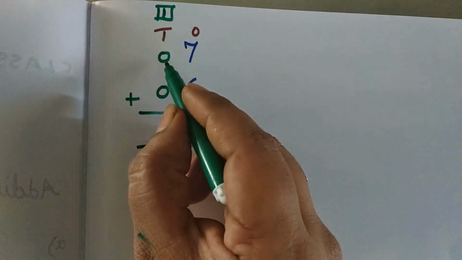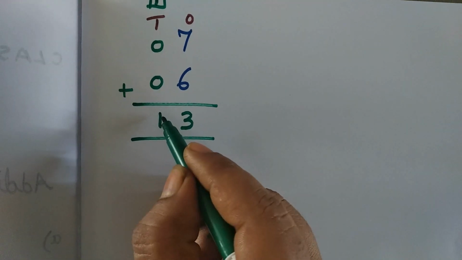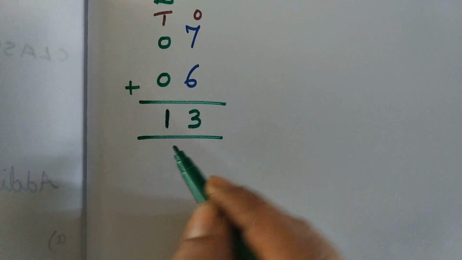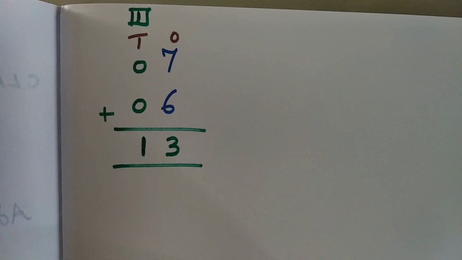So 1 plus 0 means if you add any number with 0, you will get the same number. 1 plus 0 means 1 only you will be getting. So 13 is the answer. Everyone understood?